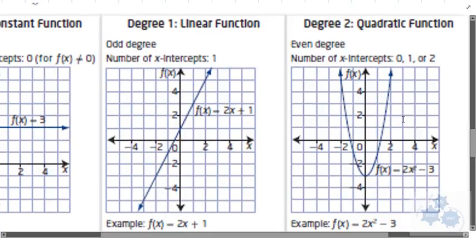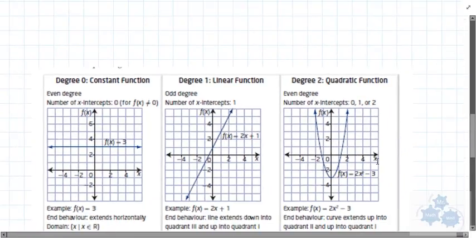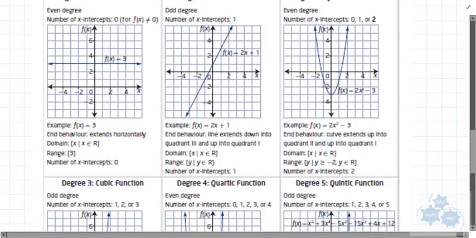What about degree 2? That's a quadratic function. That is a parabola. You guys know about that. And what do we know about this? There could possibly be a maximum of 2 x-intercepts. And the end behavior, if the leading coefficient is positive, it always goes from 2 to 1.